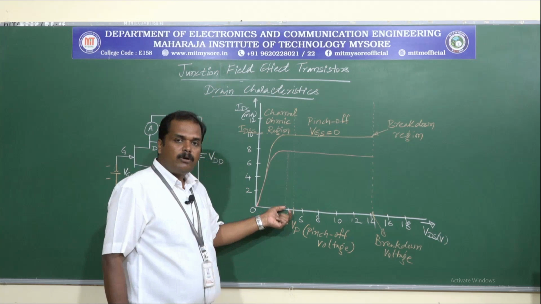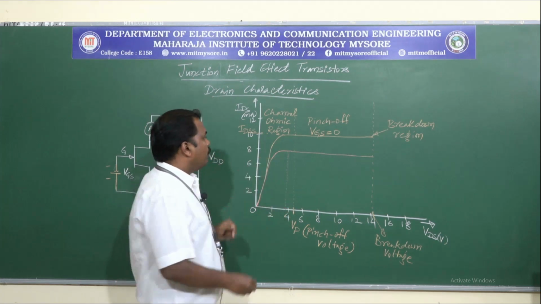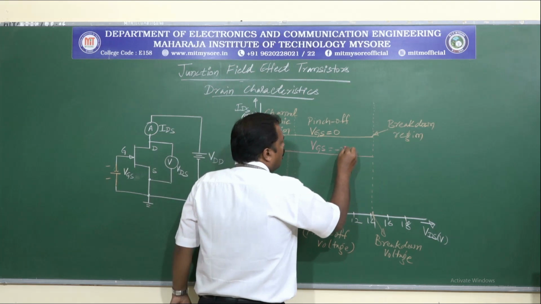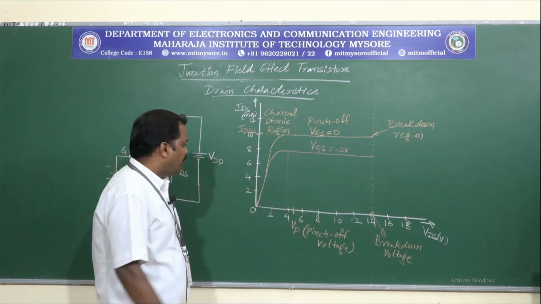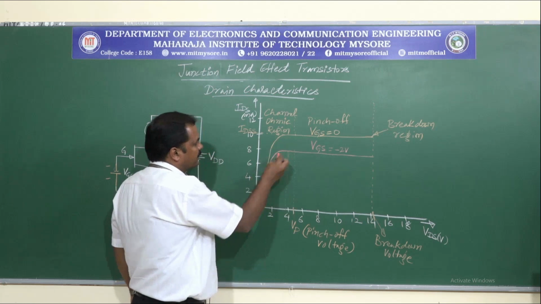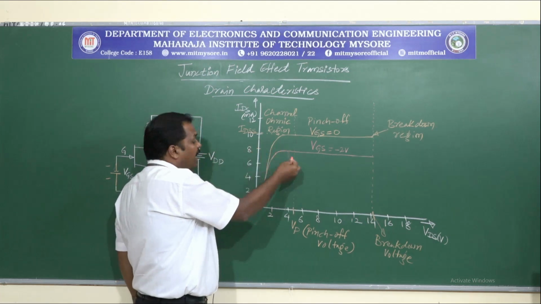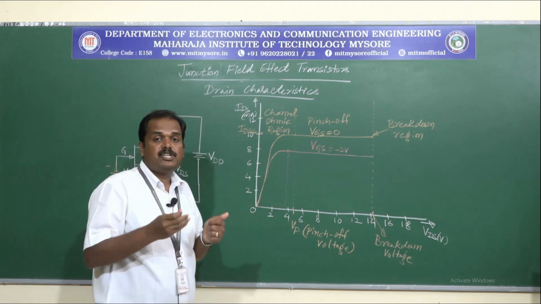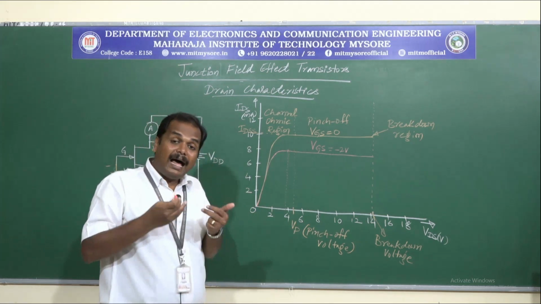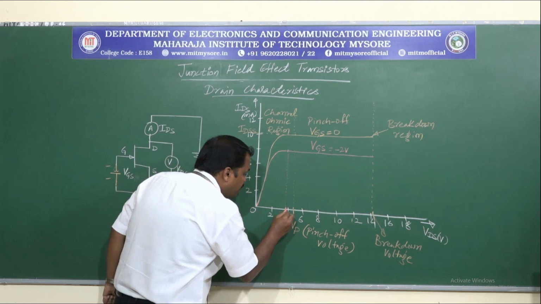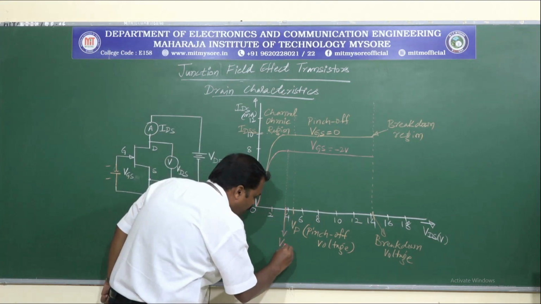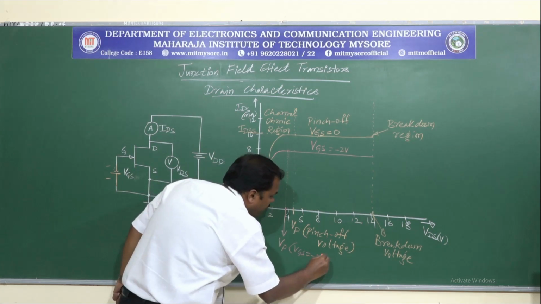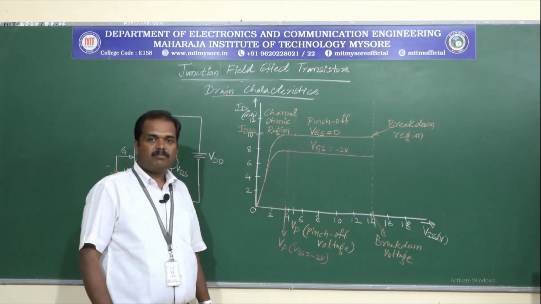Now this is just an approximation that we are using. If VGS is made minus 2 volts, for example, the IDS value varies and the pinch off value also varies. The pinch off condition will occur at an earlier stage. So this will be the Vp for VGS equals to minus 2 volts.